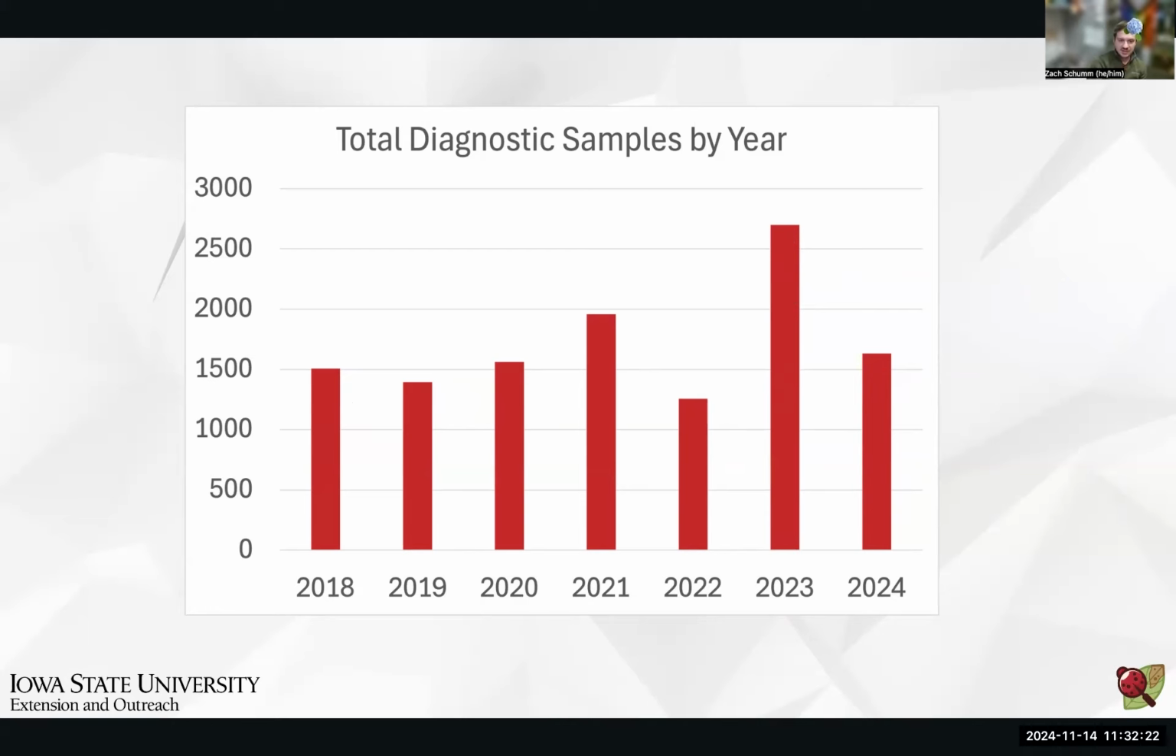2022, we're not exactly sure why those numbers were a little bit lower, but these numbers do tend to fluctuate year over year. But on average, we're somewhere in the vicinity of 1,500 samples per year in the clinic. Again, dominated mostly by soybean cyst nematode, and then plant problem diagnoses after that.